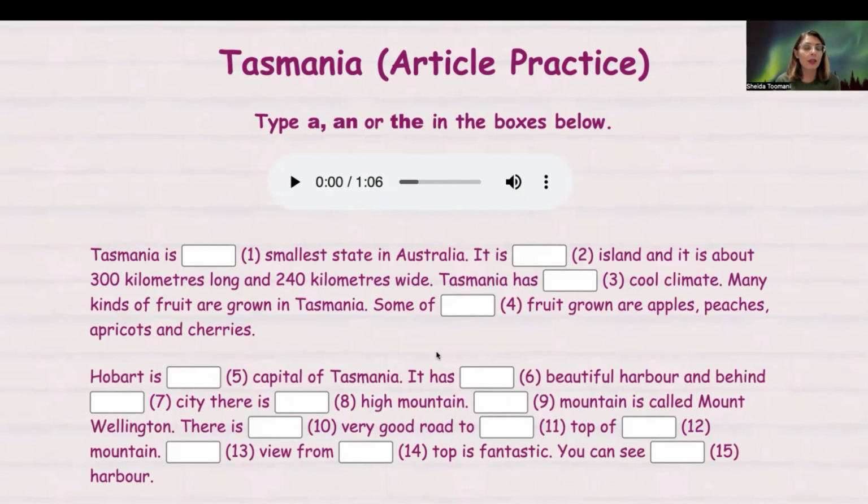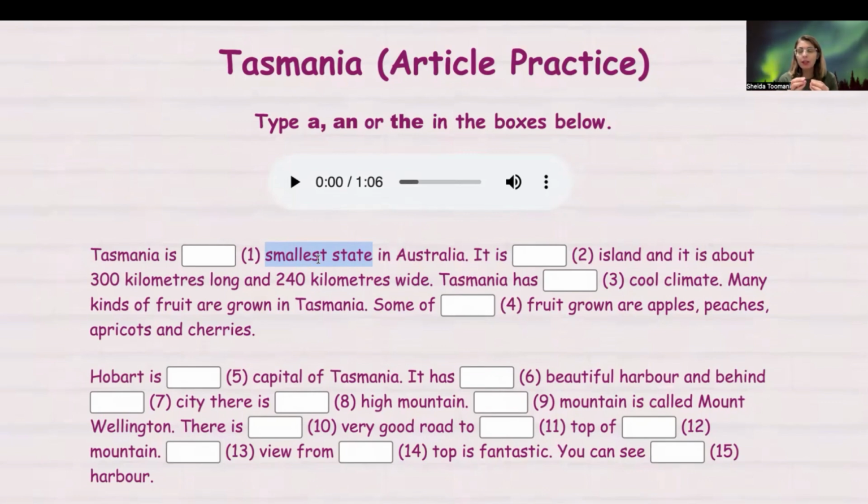Now, let's get into it together. Tasmania is smallest state in Australia. First of all, state is a noun. It has an adjective, so it is a noun group. A noun with one or more adjectives before that makes a noun group. So we have this noun group here. Which one do we want? Or which one is correct here, a, an, or the? Look at the adjective that we have. The adjective is a superlative adjective, smallest.